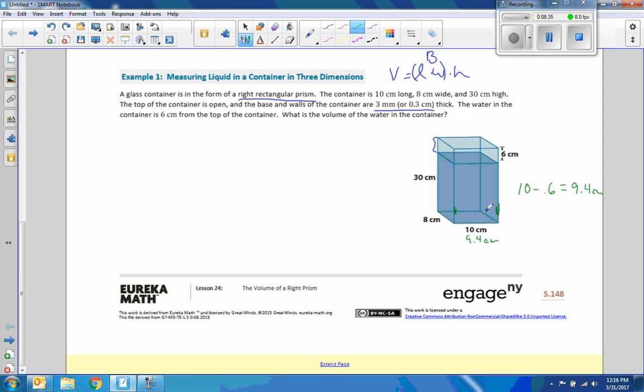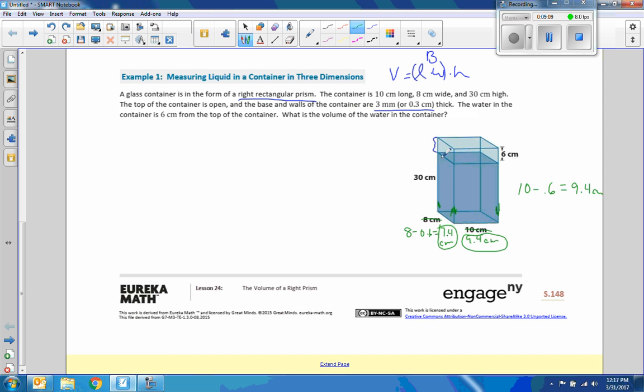Okay? We're going to do the same with the width. If the glass going this direction is 0.3 centimeters thick and this end is 0.3 centimeters thick, we're losing 0.6 centimeters total. So 8 minus 0.6 equals 7.4 centimeters. So I'm going to use 7.4 centimeters instead of the 8 centimeters, and 9.4 centimeters instead of the 10 centimeters.